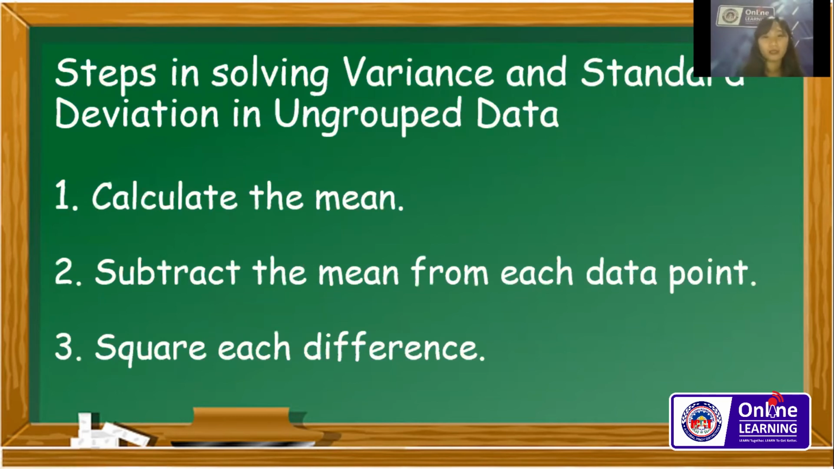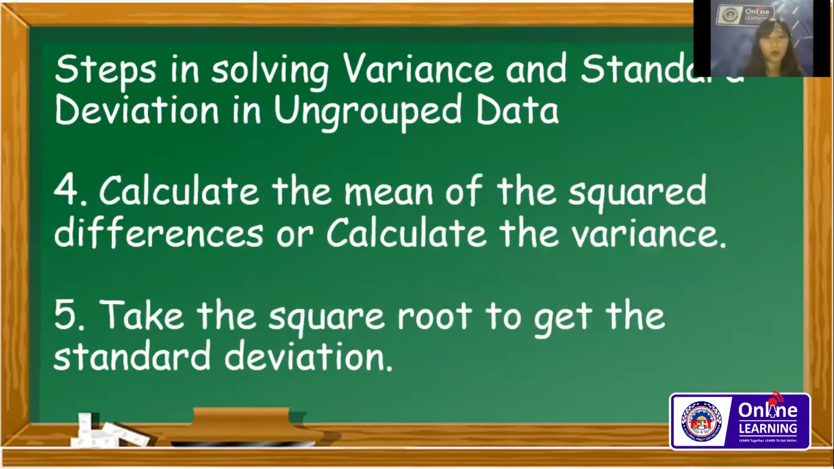First is we have to calculate the mean. Okay, how do we get the mean? By adding all the data and dividing by how many there are. And then next one is subtract the mean from each data point. Next is square each difference. Fourth, calculate the mean of the square difference or calculate the variance. And fifth is take the square root of the variance to get the standard deviation.